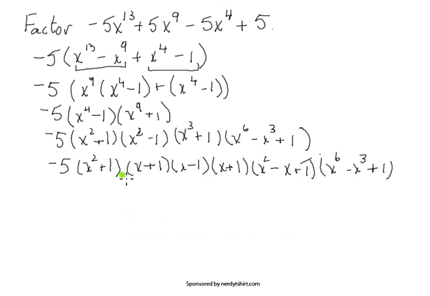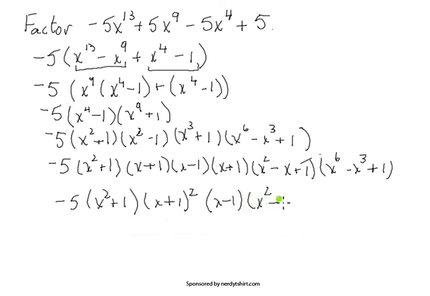So this is it. You've gotten everything as broken down over real numbers as you can get, and it's fine to leave it like this, but if you want, you can combine up these two factors of x plus 1 into a single factor raised to a second power. So a reasonable form of the final result then would be -5 times x squared plus 1 times x plus 1 quantity squared times x minus 1 and then just throw in those last two unfactorable trinomials, x squared minus x plus 1 and x to the 6th minus x cubed plus 1.